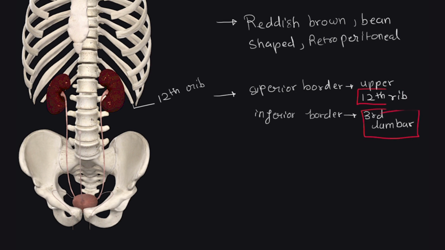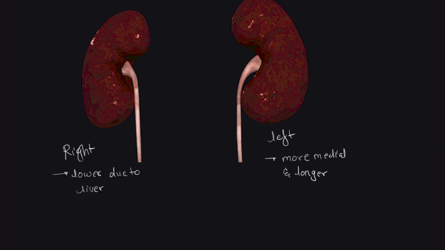Now, we can see that there is a difference between the right and the left kidney, the right being lower due to the presence of the liver, and the left being more medial, meaning closer to the vertebral column, and much longer as you can see. There's a lot more difference, but approximately the sizes are the same. The length is 11 centimeters, the width transversely 6 centimeters, and the thickness approximately 3 centimeters anterior-posteriorly.